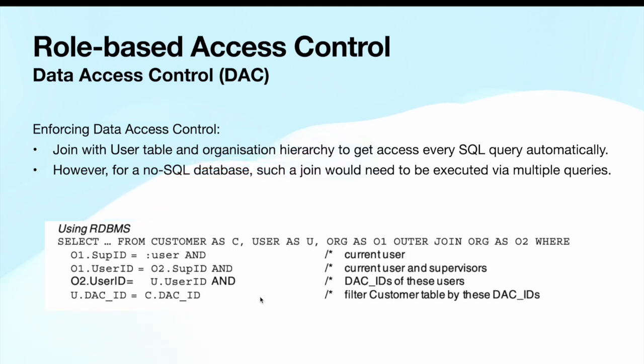However, for NoSQL databases, it's different. They don't typically support complex joins in the same way. You'd likely fetch the user's allowed DAC IDs first. Then, you'd perform a separate query on the data collection, filtering by those allowed IDs. This can add complexity and impact performance compared to a single, optimized SQL join.